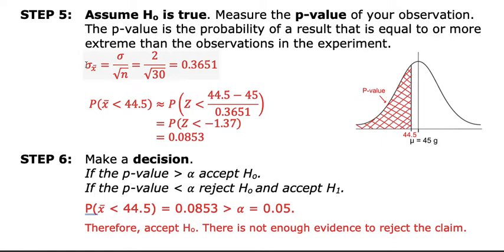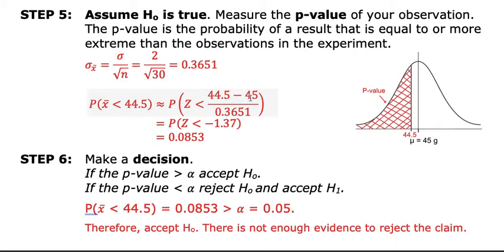So the standard deviation of the sample means is given by the standard deviation of the population divided by the square root of n, and we will be using 0.3651 as our standard deviation of the sample means. So the probability that x bar is less than 44.5 is approximated by its z-score value. Notice this is a continuous variable, so no continuity correction is needed.